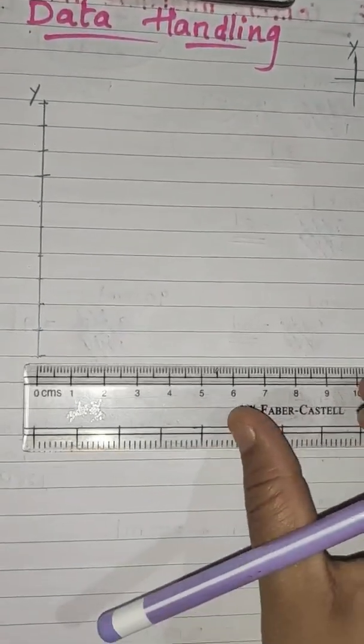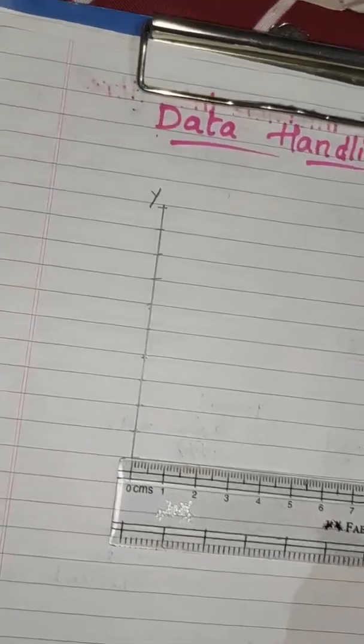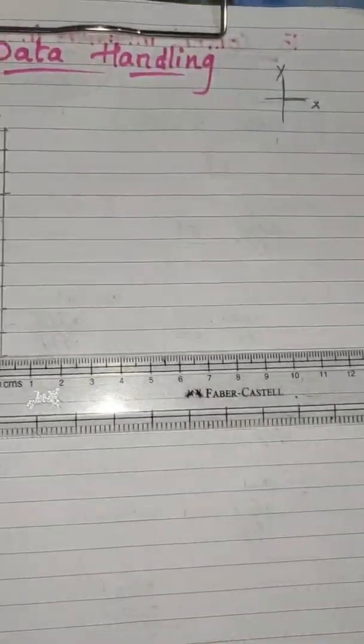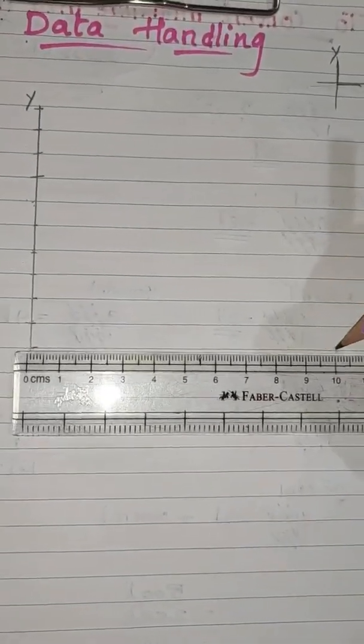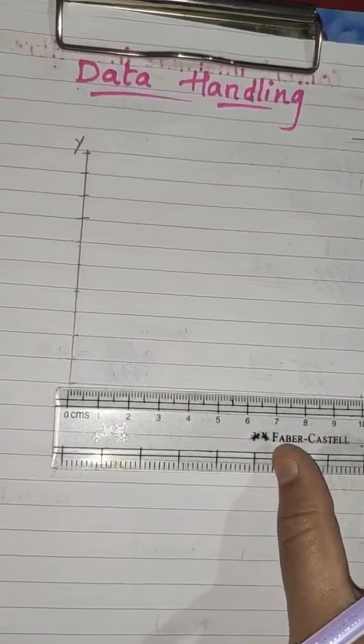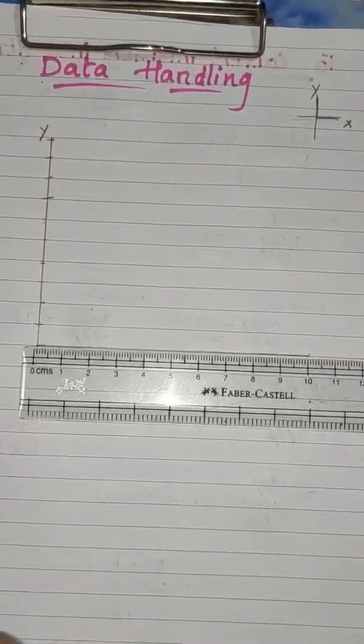Just take your scale and keep this on 0 like this. Okay, keep this on 0. So now children, we are going to take till 10. Okay, here we are going to take till 10. So now draw the line. So here I have drawn the line.